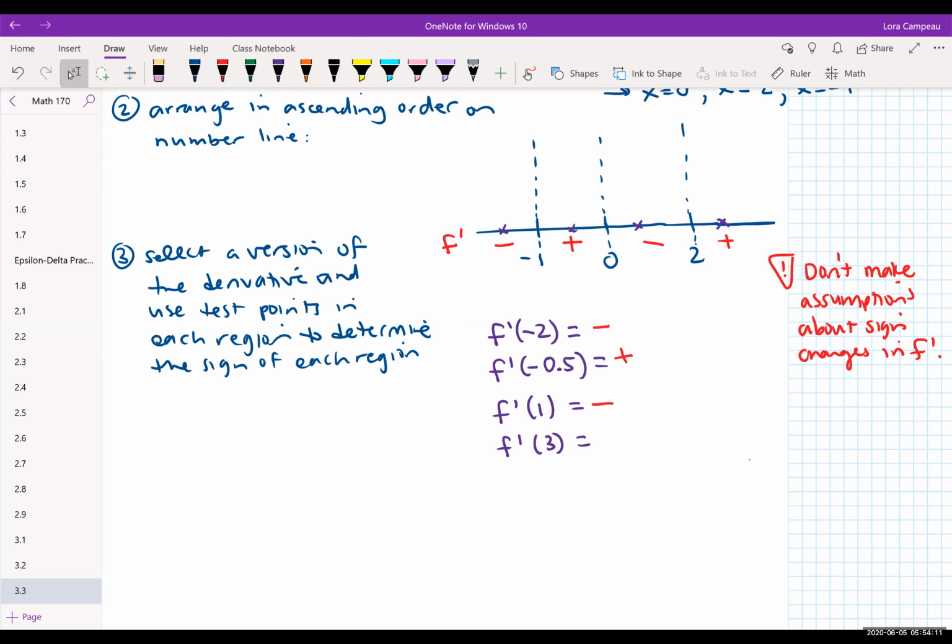Okay, so we selected a version of the derivative. We used test points in each region to determine the sign of the region for the first derivative. I have to make sure that you are clear on that. And then now you're going to use the first derivative test. Now that you know the sign of the derivative in each region, you may want to speak about whether or not you're decreasing or increasing. Sometimes those English cues help us, and that might help us with this first derivative test. So that's what I'm going to do at this point. So let's use the first derivative test.